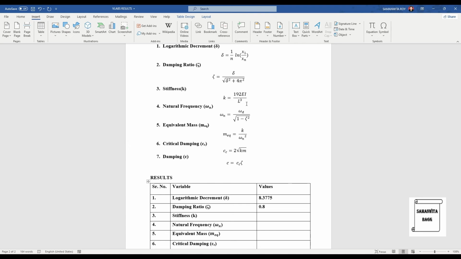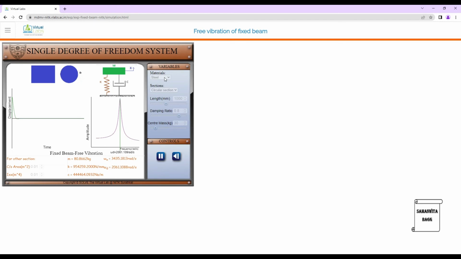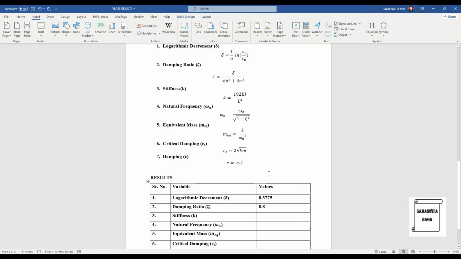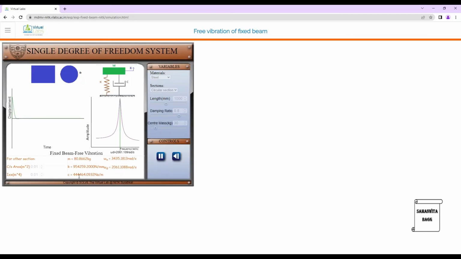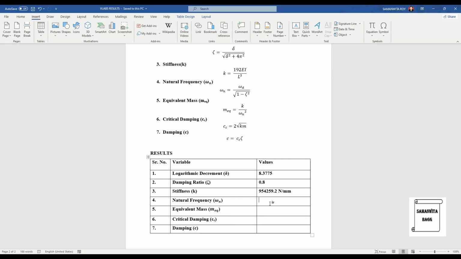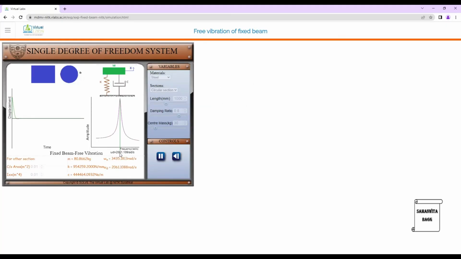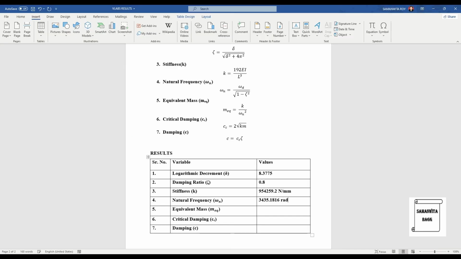Just make sure that this time the material is steel. So the value of E is 200 gigapascal. So substitute accordingly. I'm getting the value as 954,259.2. Next we can calculate omega n by using this formula. Omega d value is given here. I get the answer as 3435.1816. Unit is radians per second.